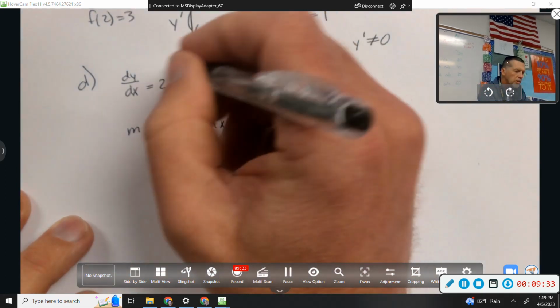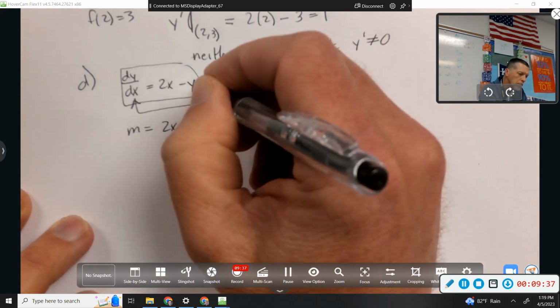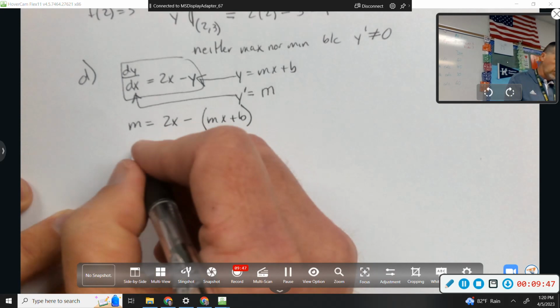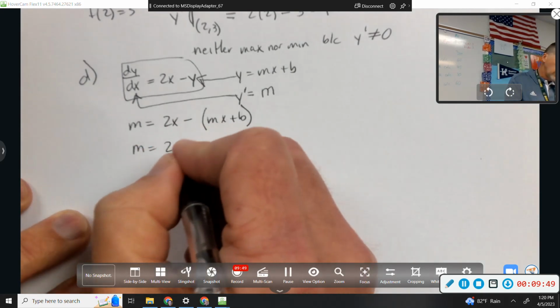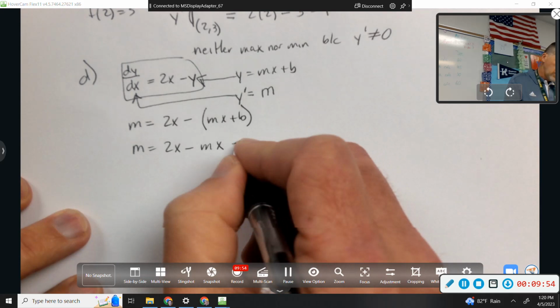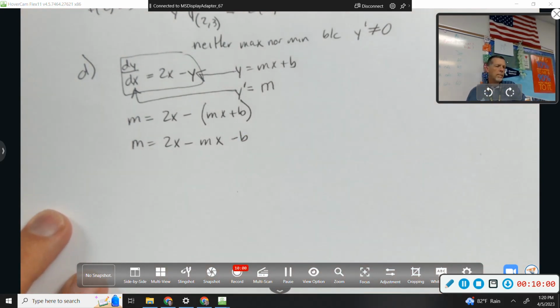So I'm starting with this. I'm substituting in dy/dx and I'm substituting in y. Okay, and I need this thing to be equal to each other. So let's see. m equals 2x minus mx minus b. There we go, I think.